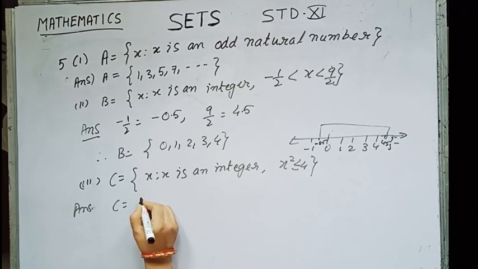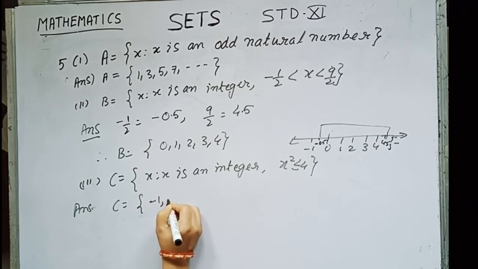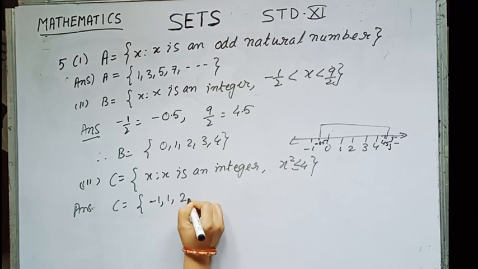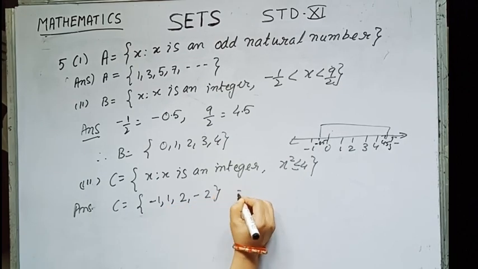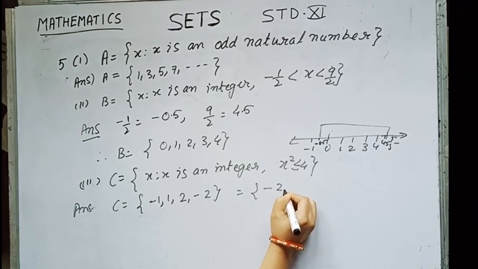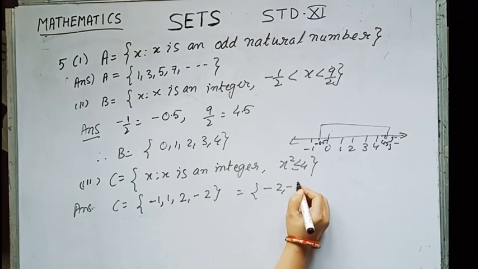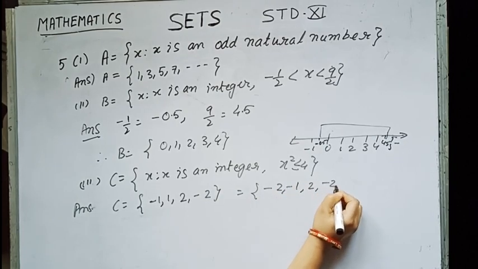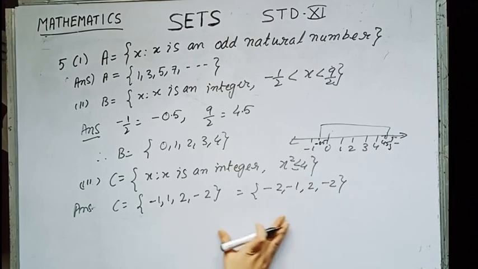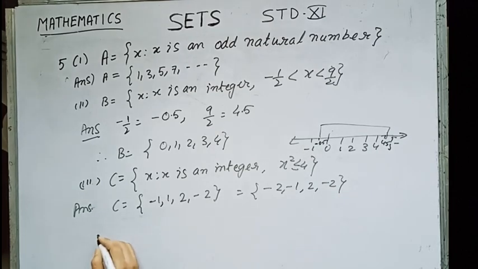So obviously C will be equal to minus 1, 1, 2 and minus 2. So we can write it in order as minus 2, minus 1, 1 and 2. So whether you write this or this, both the answers are correct.